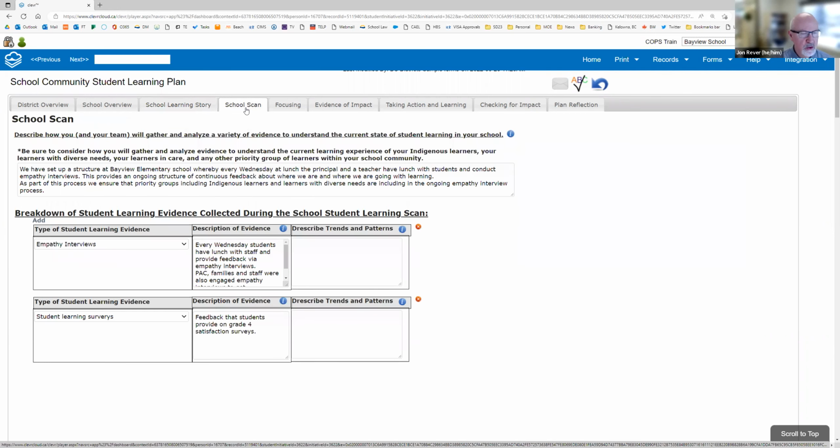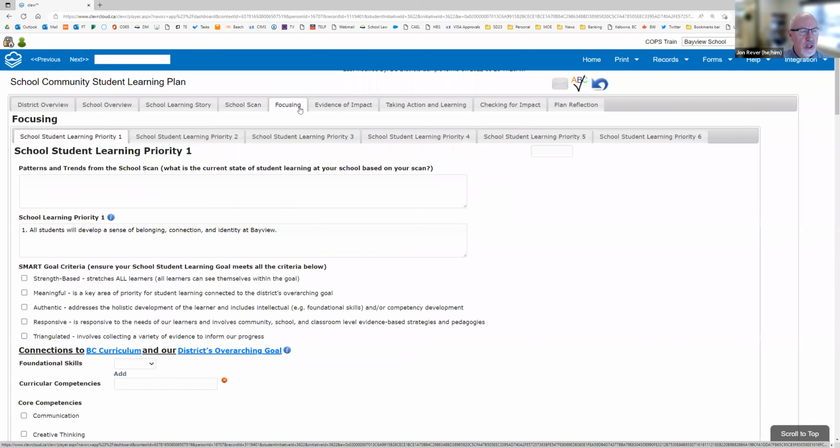We then move into the school scan, and this is part of the inquiry process where principals and vice principals and teachers are collecting a broad range of evidence across their school, and they're asking the question, what is going on for our learners? And once they collect that data, you can see where they're documenting it. They're looking for particular patterns and trends. When they identify the patterns and trends, they get into the focusing mode where they start to articulate the actual learning priority for the students.